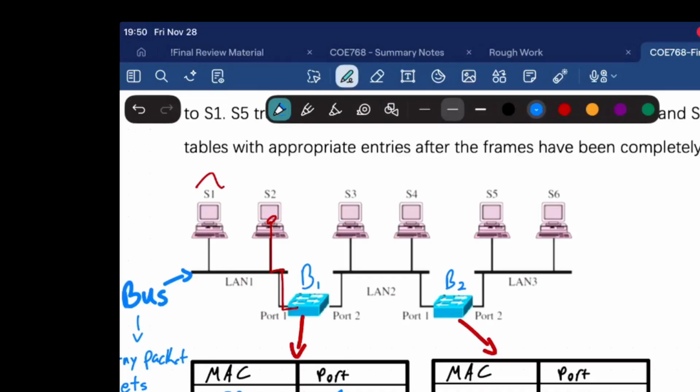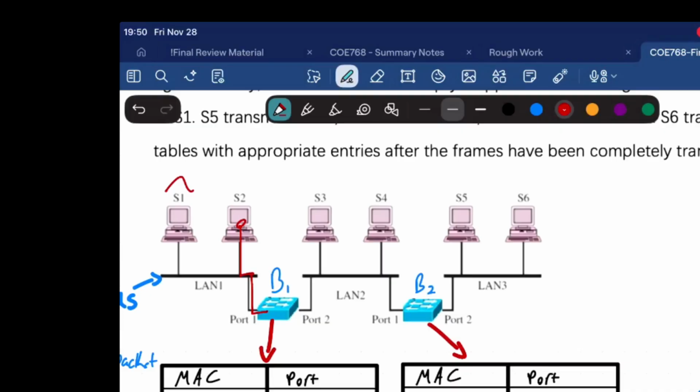So that sender's information is stored into the table. And from here, B1 will broadcast out to all of its ports. So it'll broadcast out to port 2, and it'll also broadcast out to its port 1. Port 2 will end up getting its information to B2. So the packet that gets to B2 has information that its source MAC address is S2, and on B2 it's connected on its port 1. So now B2 also knows where S2 is.